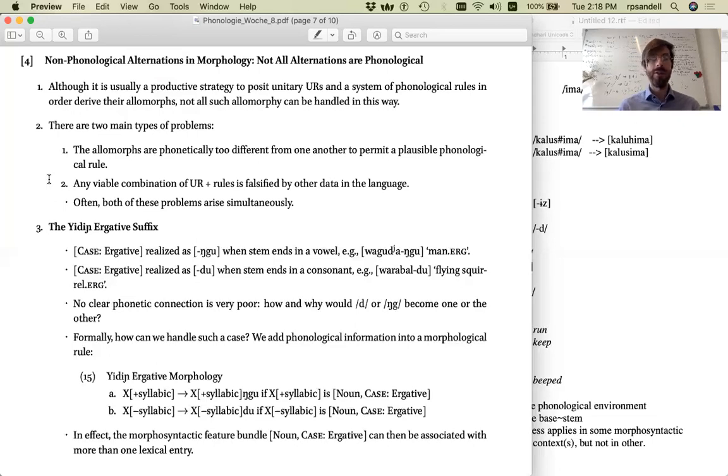As the first example, let's consider the ergative suffix in an indigenous language of Australia, Yidin. This suffix is realized as ngu when a stem ends in a vowel. So for instance, the word waguntiangu, but it's realized as du when a stem ends in a consonant. So warabaldu. So these are the two allomorphs, ngu and du.